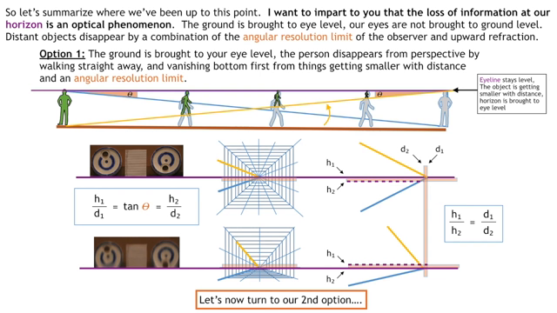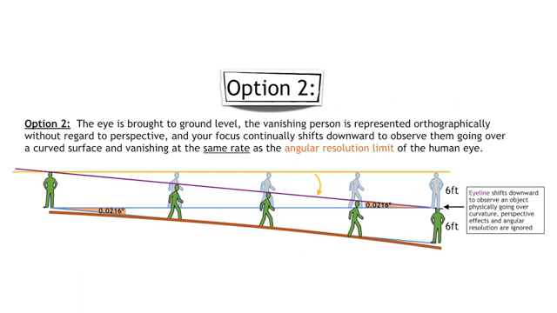Let's now turn to our second option. Option 2 was that the eye is brought to ground level. The vanishing person is represented orthographically without regard to perspective, and your focus continually shifts downward to observe them going over a curved surface and vanishing at the same rate. It just so happens to be the angular resolution limit of the human eye, and we will show that momentarily. So again, within this diagram, our eye line must shift downward to observe an object physically going over curvature. Perspective effects and angular resolution are ignored.